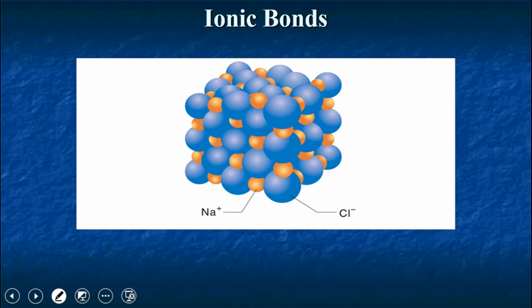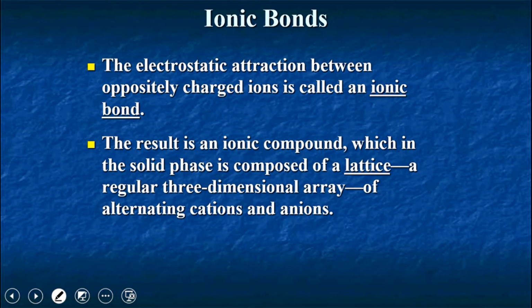Notice that there is no such thing as a molecule of sodium and chloride ions. It's just a three-dimensional array that in any sample will have zillions of these atoms. The important thing is that whatever size sample you take, there's always going to be one sodium ion for every chloride ion, and they're going to be organized in this way.